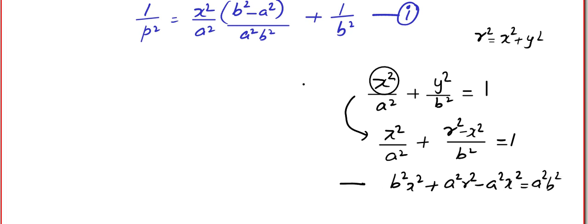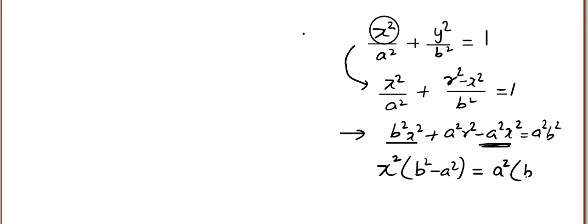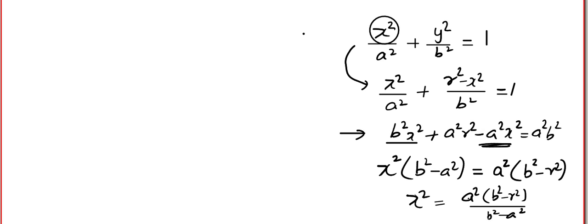I have skipped steps. Do it slowly. Take LCM, distribute these things. So I have skipped 2 steps. Now take common. x square into b square minus a square is equal to a square into b square minus r square. So x square is equal to a square into b square minus r square divided by b square minus a square. That's it. We are almost done.